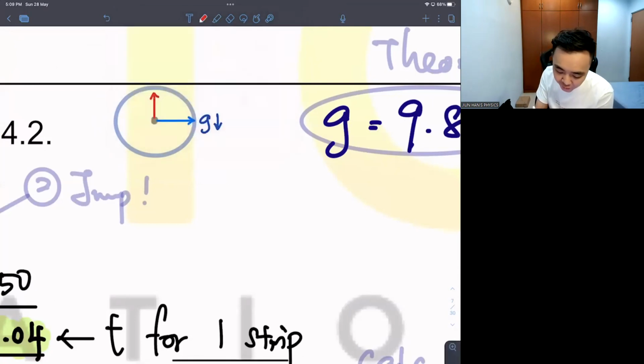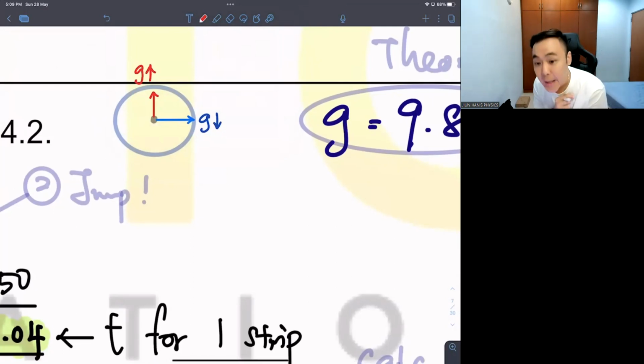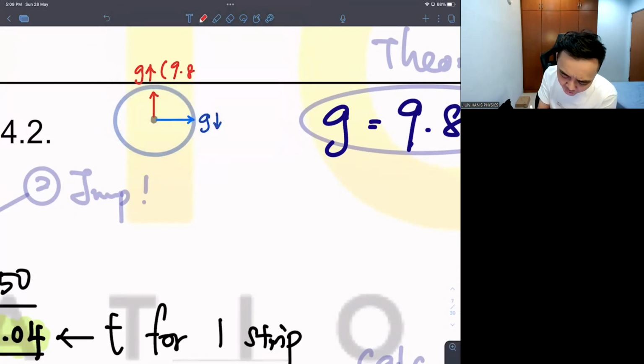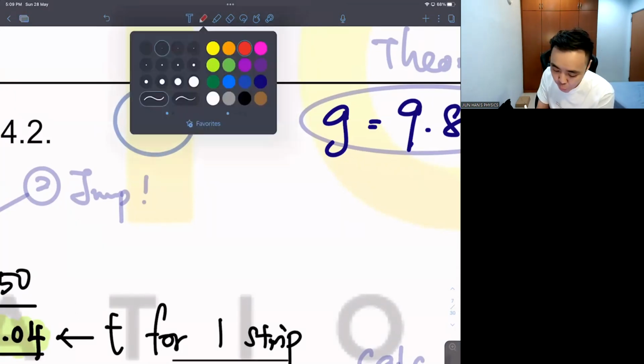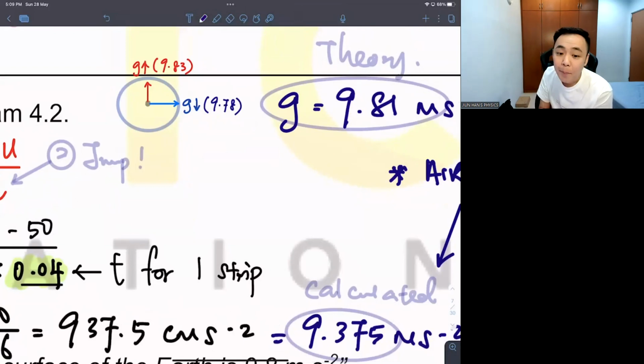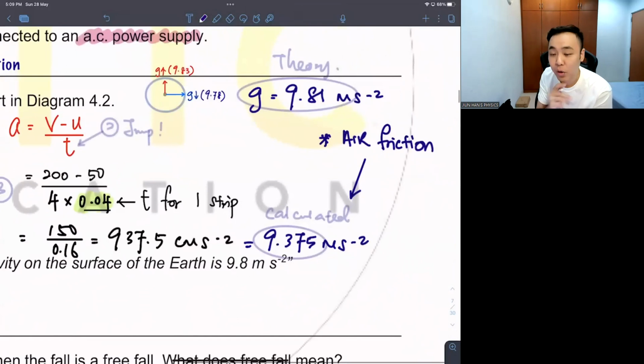So what happened to the red here? They are nearer to the center of the Earth, so they are stronger. But even for the stronger, how much was it? It's around 9.83. And the smaller one is also not going to be so much smaller, around 9.78. Just a little bit of difference. They're not going to go to such crazy numbers. So this big difference only happens because of one simple reason: air friction.